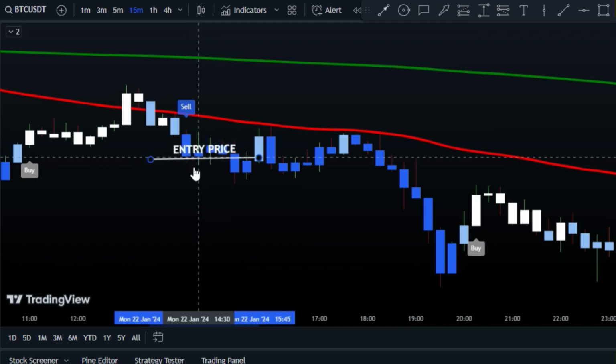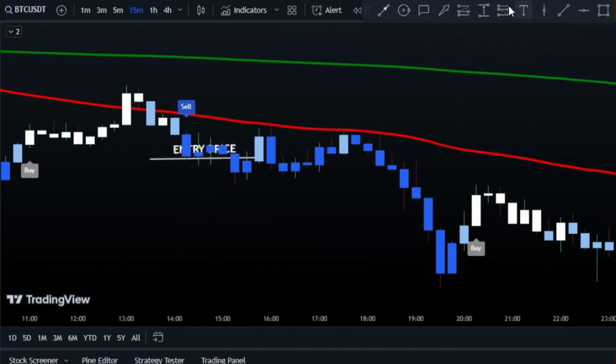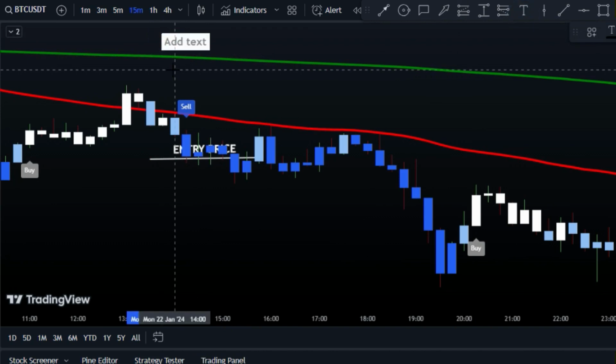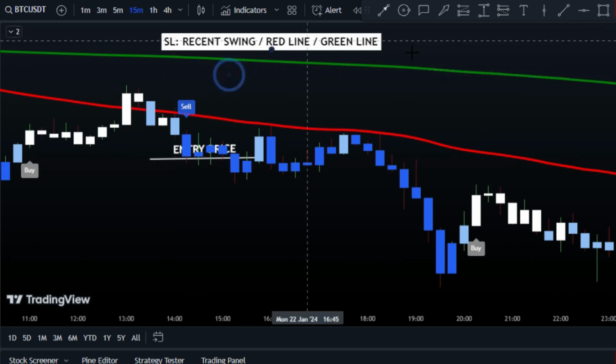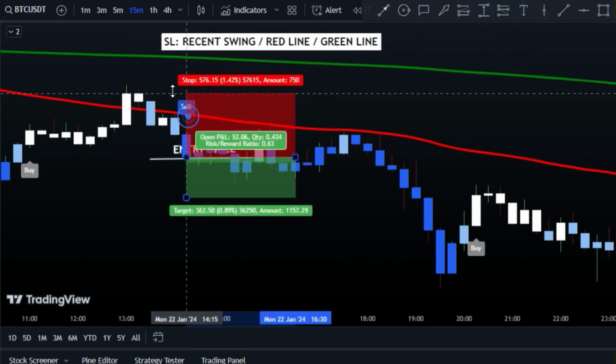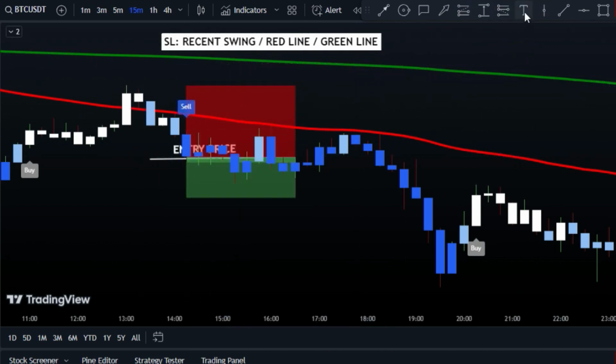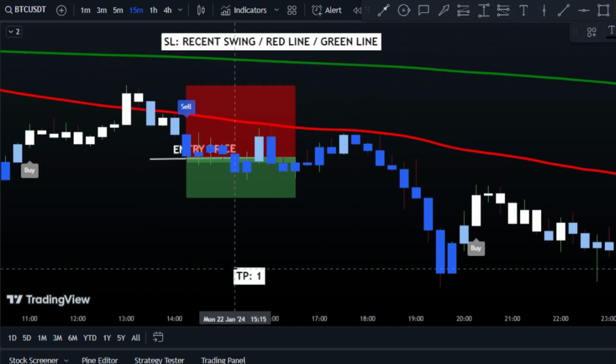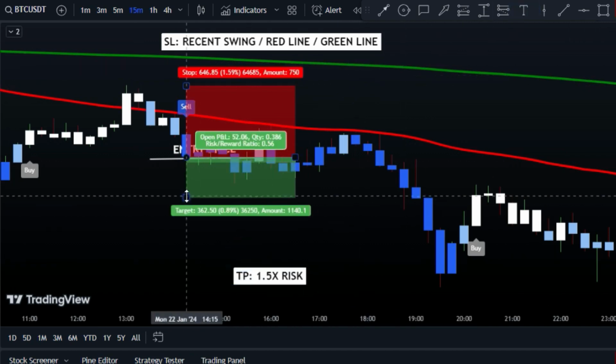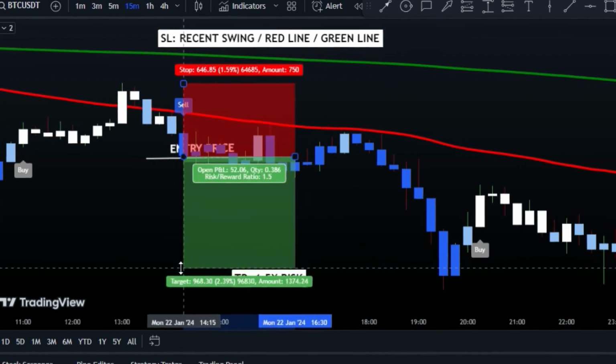In terms of risk management, the importance of a stop loss cannot be overstated. For a sell trade, we'll again use a stop loss to protect our investment, but this time we'll look for different reference points to set our stop loss level. These points might include the recent swing high, the red line, or the green line. And when it's time to exit the trade, we'll still aim for a risk-reward ratio of 1 to 1.5.